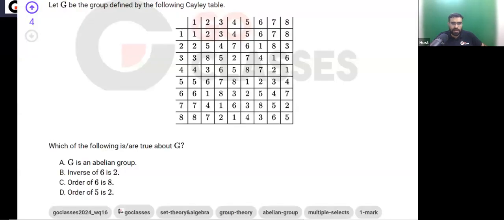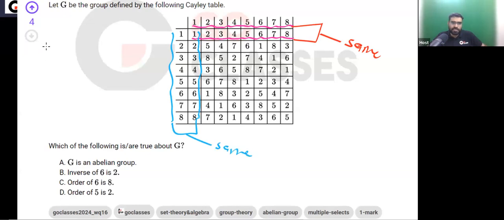So tell me, in this one, how will you find the inverse of 6? Let's see. First of all, you can see that 1 is the identity element, because this row is the same as the header. Also, you can notice that this column, 1, 2, 3, 4, 5, 6, 7, 8, is the same as this. It means you have an identity element, that is 1. So this is the one thing. What is the second thing?